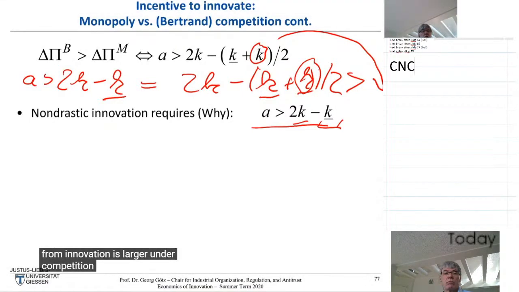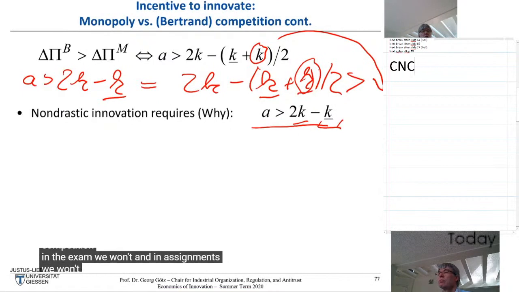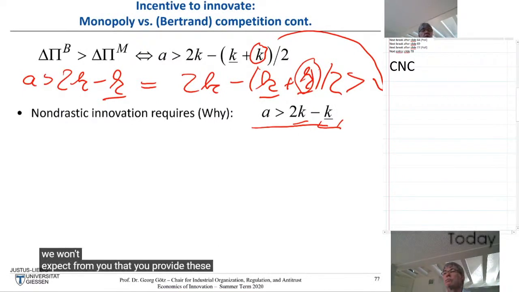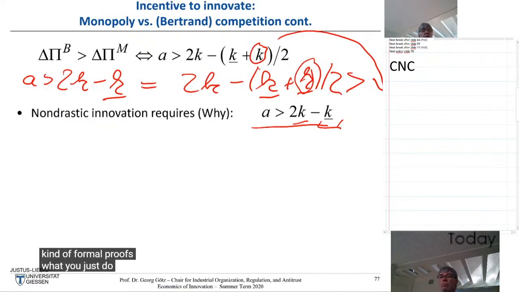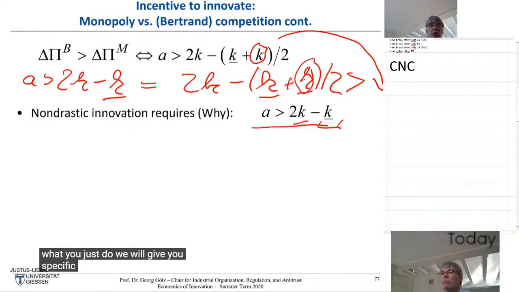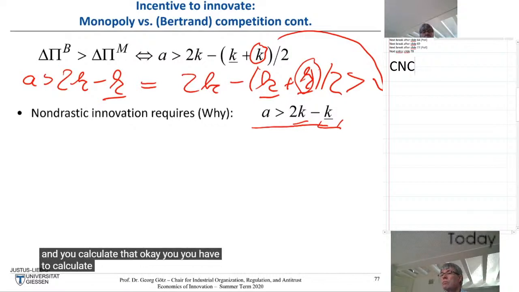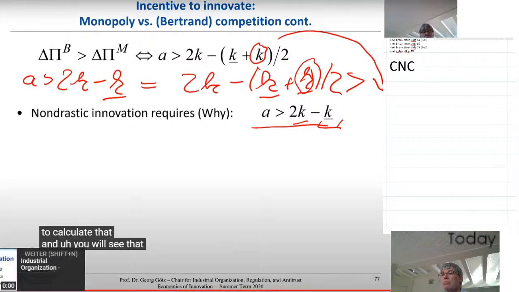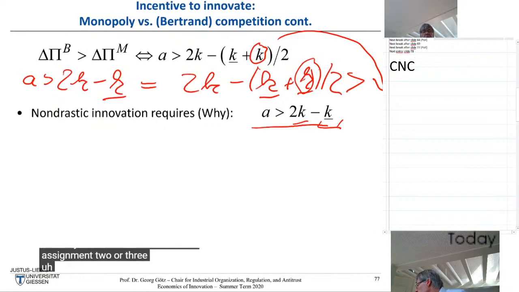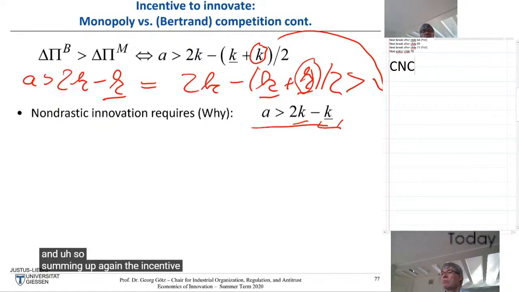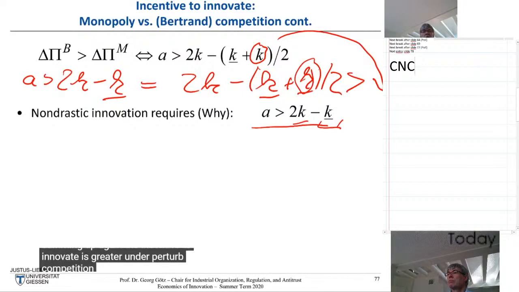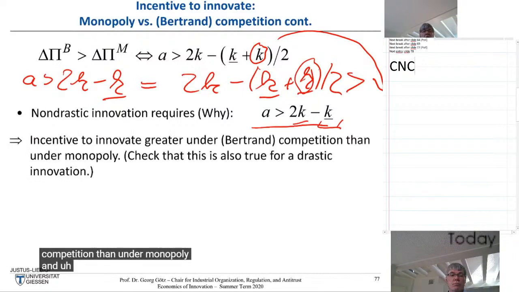Bertrand competition. In the exam and in the assignments we won't expect from you that you provide this kind of formal proofs. What we will do is give you specific values for the variables, a is 100 or something like that, and you calculate that. You will see that in, I think, assignment 2 or 3. It's rather straightforward, hopefully. So summing up again, the incentive to innovate is greater under Bertrand competition than under monopoly, and this is also true for a drastic innovation.